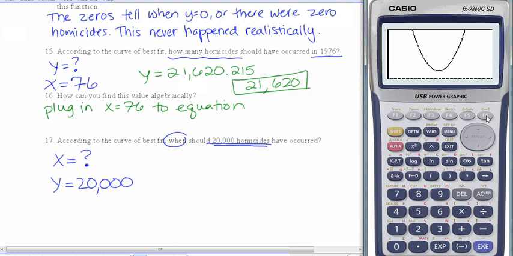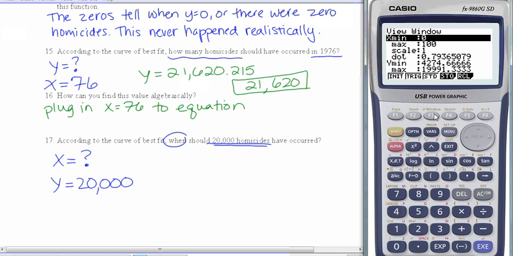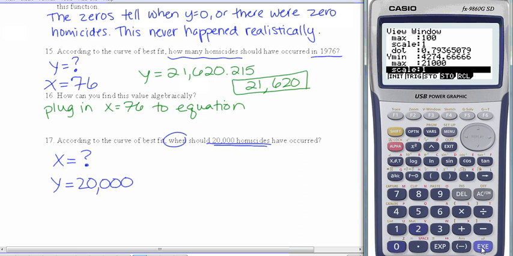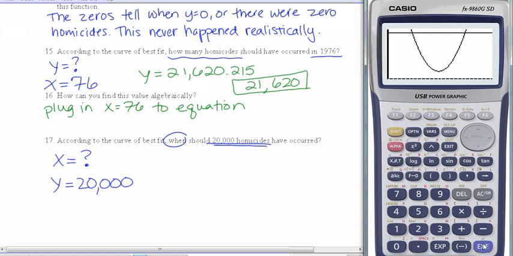And I can hardly see this line in my picture, so again, I might want to go to my view window, shift view window, and maybe I want to go up here in my Y max and make that a little bigger. I'm going to make my Y max 21,000. The other thing I could do is a zoom auto or a zoom fit. But so long as I can see I've got two intersections. Why do I have two intersections? Well, I have one on the left and one on the right. So on my calculator, I can go to GSolve, ISECT, and it will tell me where they are.